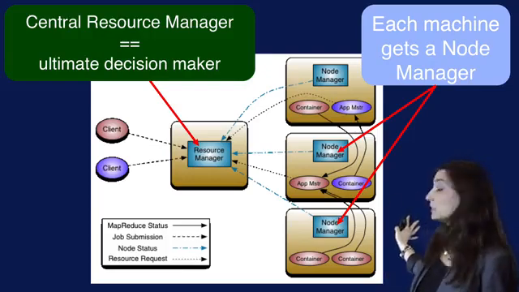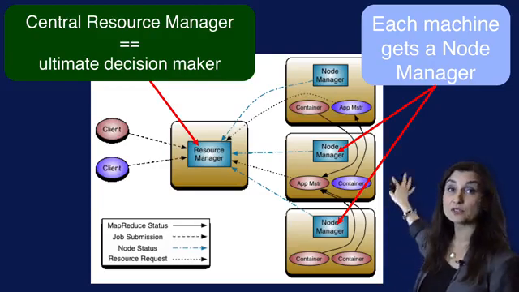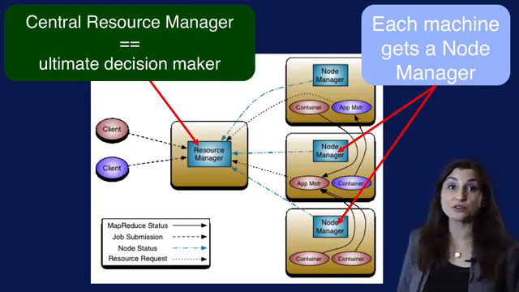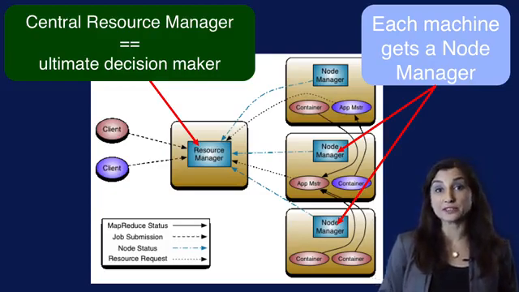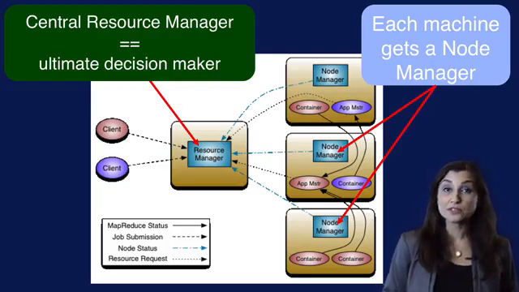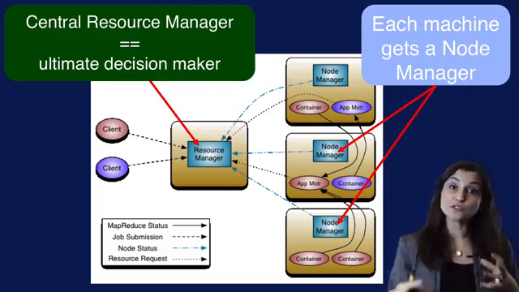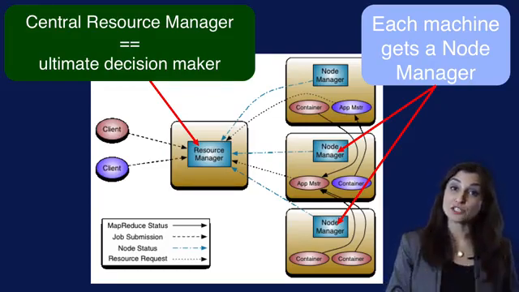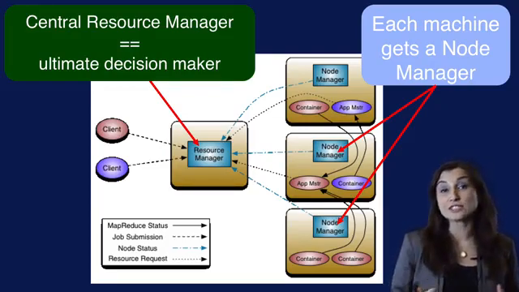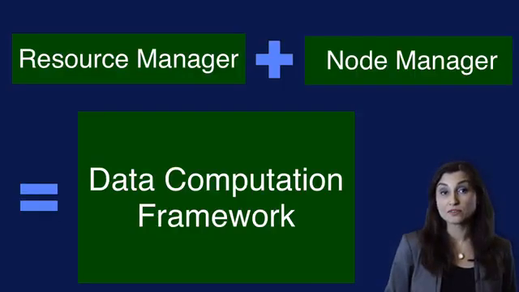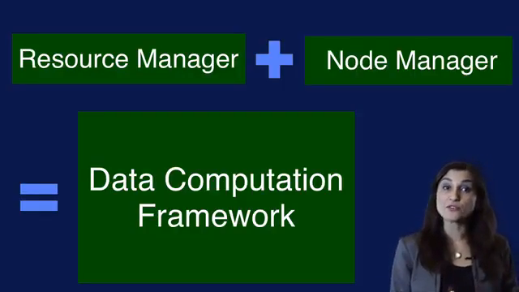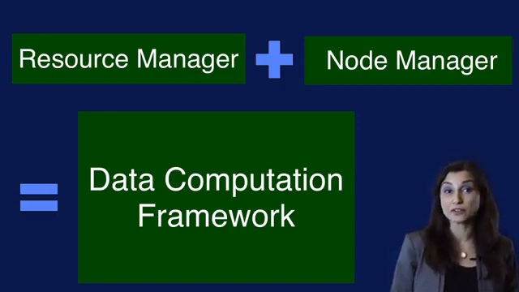In this picture, notice the resource manager in the center and the node managers on each of the three nodes on the right. The resource manager controls all the resources and decides who gets what. Node manager operates at machine level and is in charge of a single machine. Together, the resource manager and the node manager form the data computation framework.